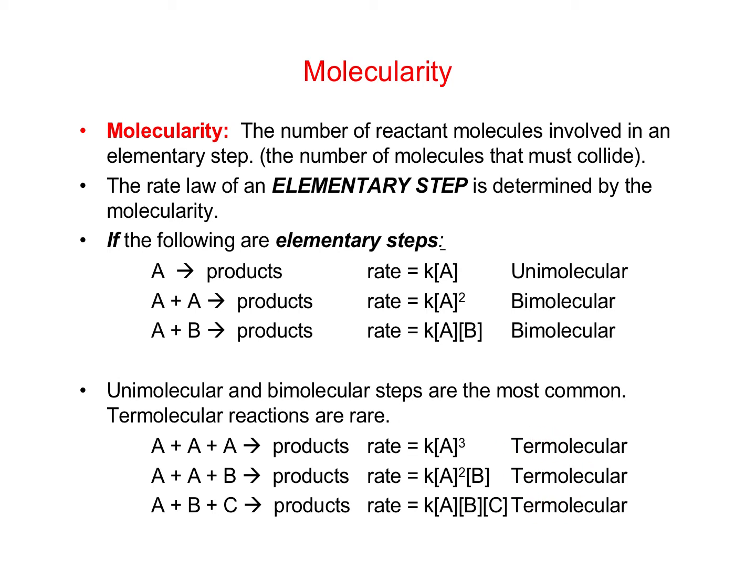The reason termolecular reactions are rare is because of the probability of three molecules all colliding at the same time. And if you remember our discussion of the Arrhenius equation, not only do they have to collide at the same time, but they have to collide in the correct orientation. That's just a very low probability event. And so termolecular or higher molecularities in reactions are fairly rare, and the elementary steps of most reactions are going to be unimolecular or bimolecular.